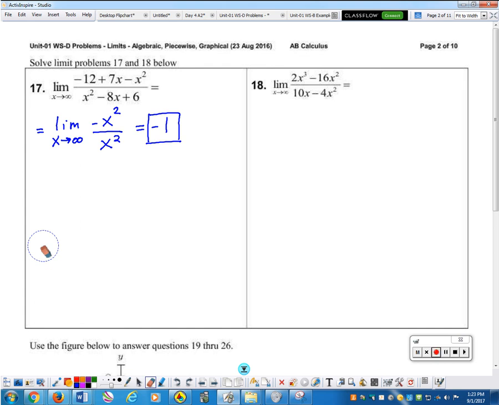Okay, warning, don't ever work an answer backwards. Don't ever look at the answer and then dream up some sort of mathematical process that somehow results in the answer. That's a waste of time.